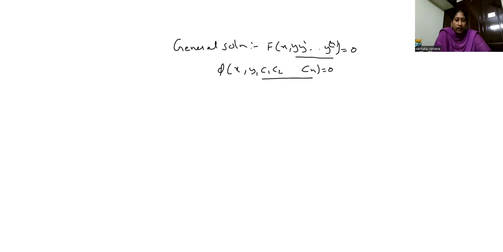And the next one is the particular solution. A particular solution is a solution obtained when we give particular values. If we give the values for x and y, we get the values for the constants c1, c2, and so on up to cn. So if we give particular values to the arbitrary constants, that solution is said to be a particular solution. So these are the basic concepts of the differential equation.